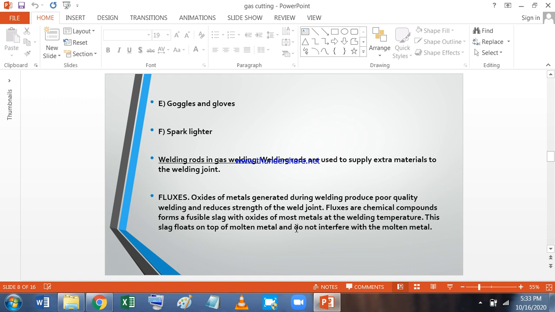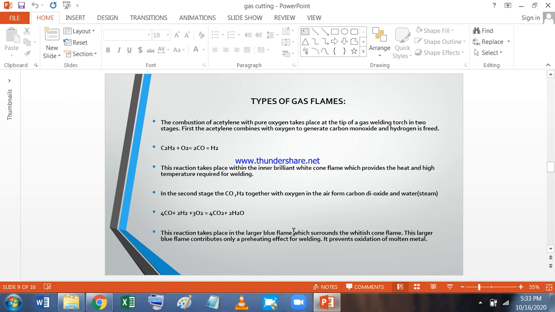Then we have fluxes. Oxides of metals generated during the welding produce poor quality welding and reduce the strength of the weld joint. Fluxes are chemical compounds that form a fusible slag with oxides of most metals at the welding temperature. This slag floats on top of the metal and does not interfere with the molten metal. That is how the oxidation of the red hot material is avoided.